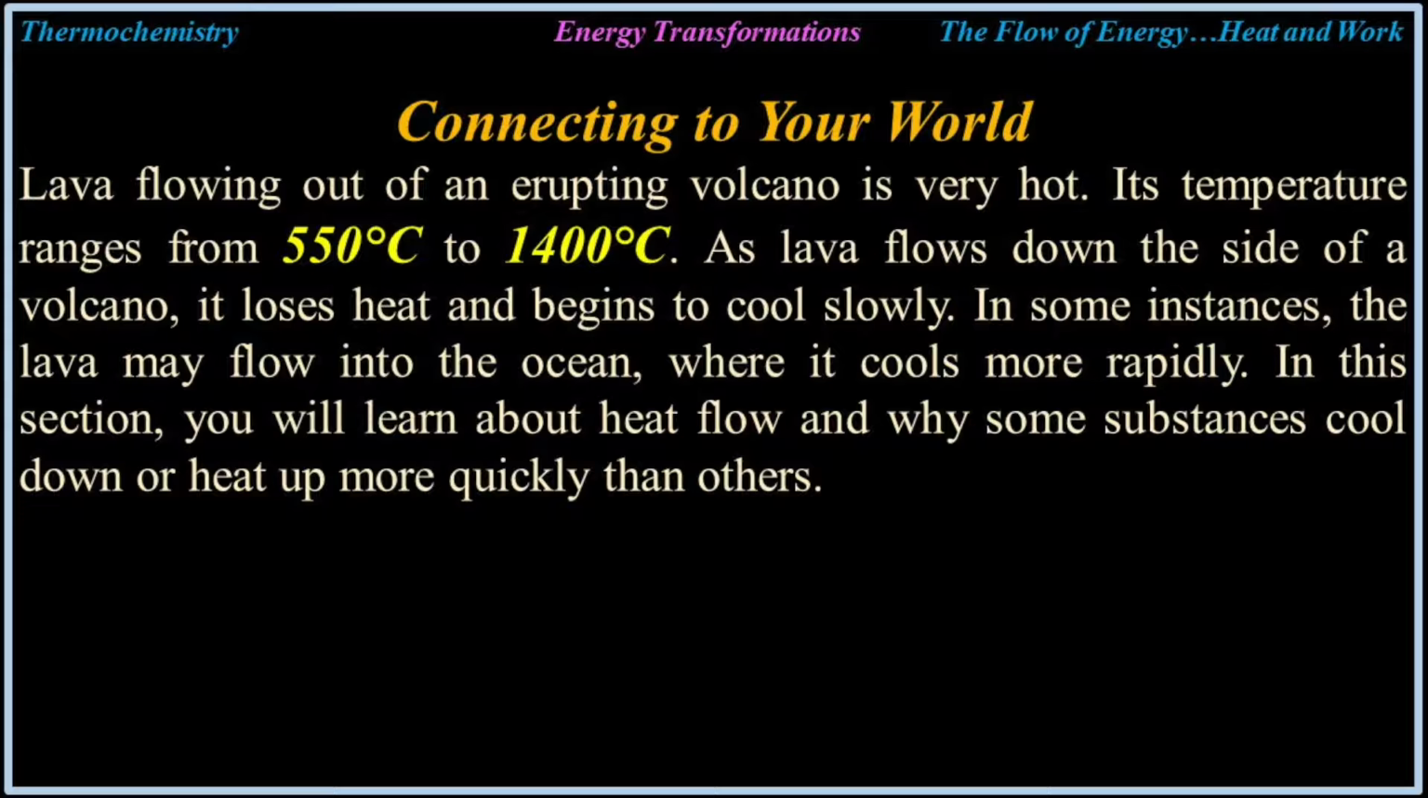Connecting to your world. Lava flowing out of an erupting volcano is very hot. Its temperature ranges from 550 to 1400 degrees Celsius. As lava flows down the side of a volcano, it loses heat and begins to cool slowly. In some instances, the lava may flow into the ocean, where it cools more rapidly. In this section, you will learn about heat flow and why some substances cool down or heat up more quickly than others.